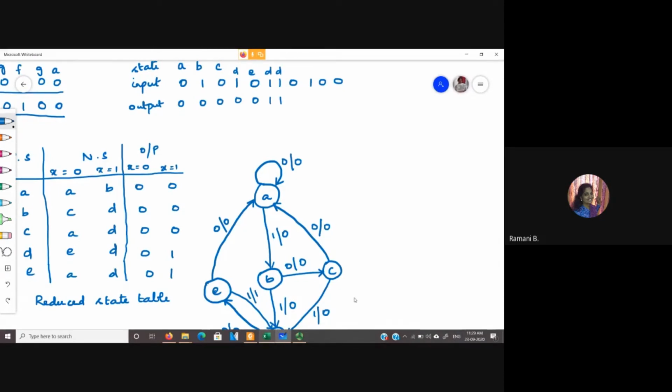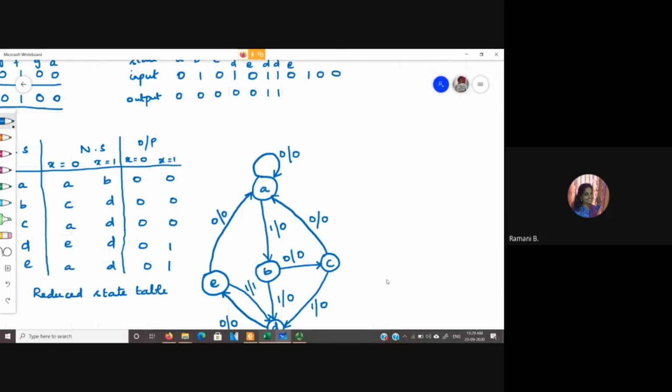Then again from D, I receive input 0, so I go to state E and the output is 0. Then from state E, again I get 1 as input, so I go to state D and the output is 1. Then from state D, I get input 0, so I go to state E and the output is 0. And from state E, I get input 0, so I go to state A and the output is 0.